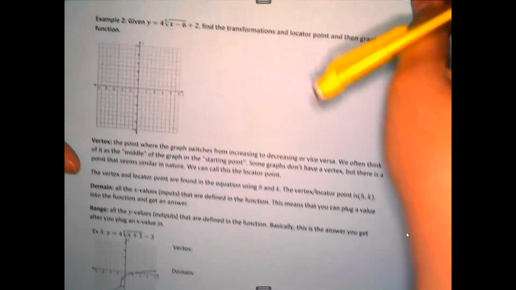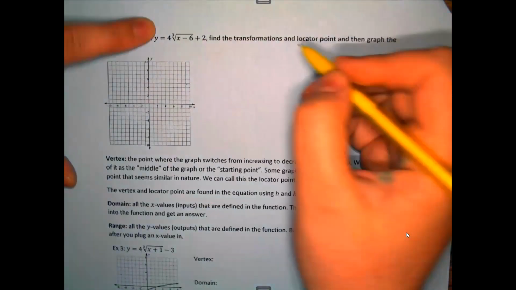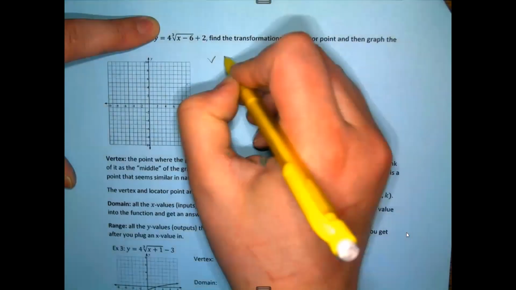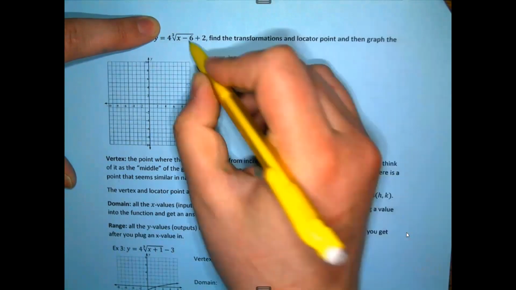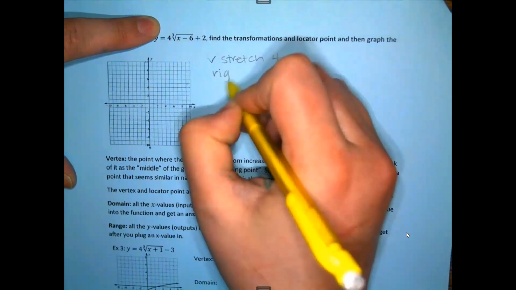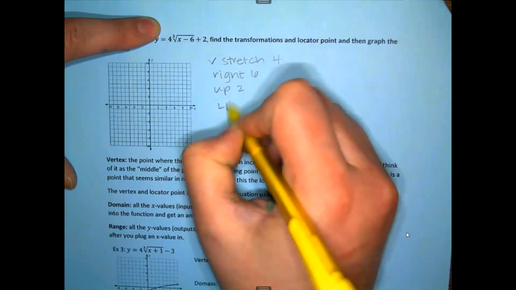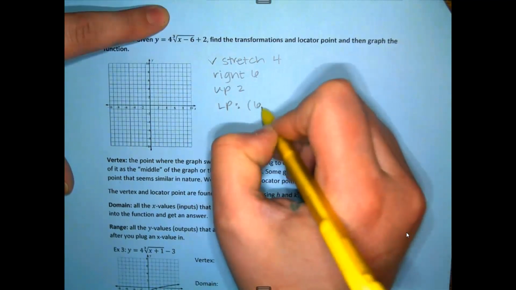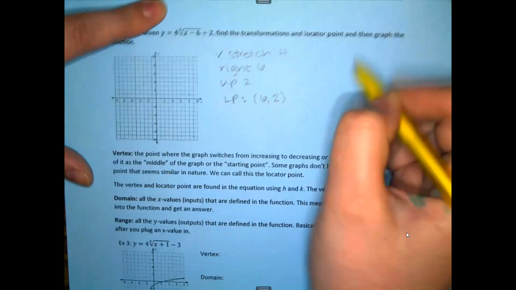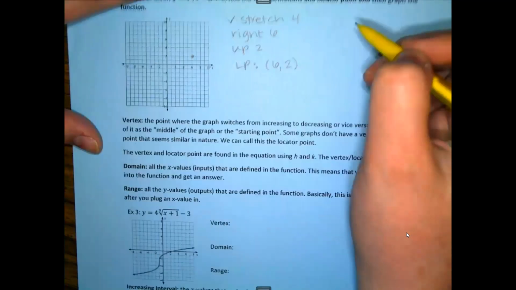So here, example 2 says 4 times the cube root of x minus 6 plus 2. So the transformations would be vertical stretch of 4, shift to the right 6, and up 2. And the locator point would be +6, +2. So I'm going to go over 6, up 2. There's our locator point right there.